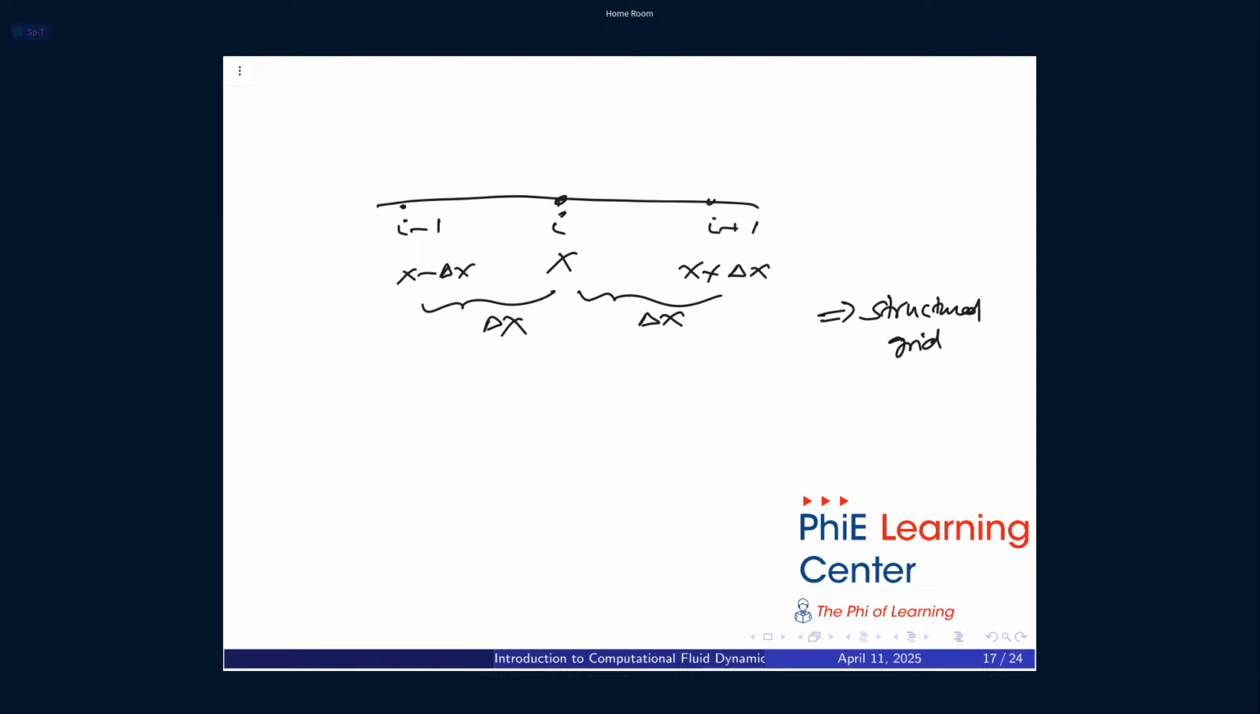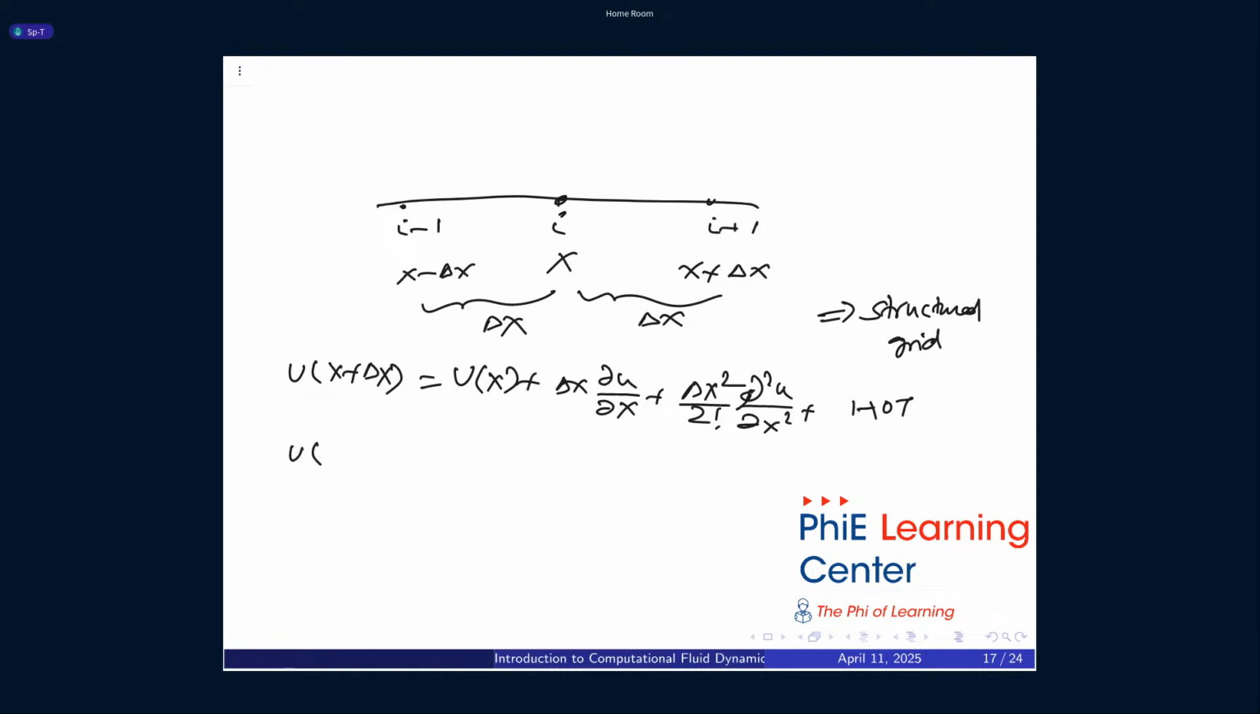So recall what we wrote earlier. We have u of x plus delta x. I can write this as u of x plus delta x dou u by dou x plus delta x square by 2 factorial dou square u by dou x square plus higher order terms. And I can also write u of x minus delta x as u of x minus delta x dou u by dou x plus delta x square by 2 dou 2u by dou x2 plus higher order terms.